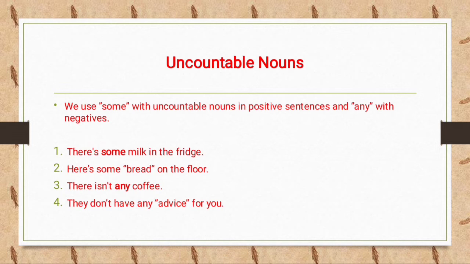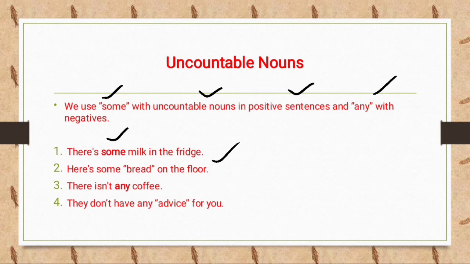And if we talk about uncountable nouns, we use some with uncountable nouns. We use some with uncountable nouns in positive sentences, means in simple sentences, and any with negatives, like there is some milk in the fridge. Now here you can see that milk is obviously uncountable, but it's positive, so that's why we have used some. There is some bread on the floor. Again, it's a positive sentence.